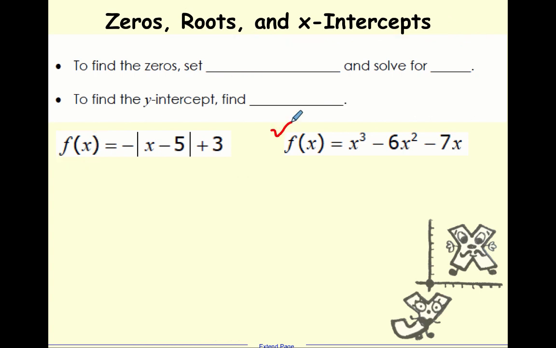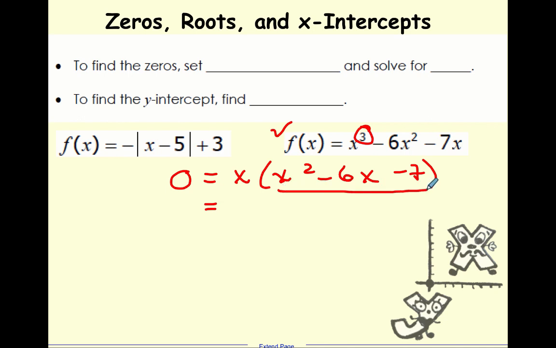Now let's look at this function. It's a cubic function, and later on we'll learn how there's a relationship between the maximum number of x-intercepts and the degree of the function. Let's factor. Remember, first we always look for a common factor. By the way, I'm going to find the x-intercepts first, so I'm going to set this equal to 0. Then I'm going to see what I have left over when I factor out 1x. Now I see that this is a quadratic, so I'm going to factor the quadratic: x minus 7, x plus 1.